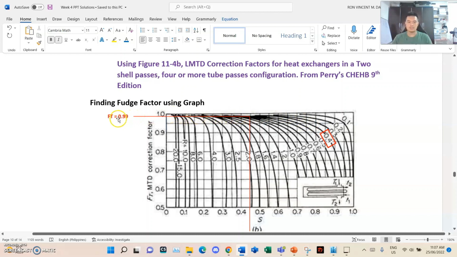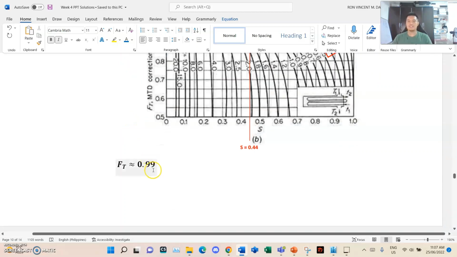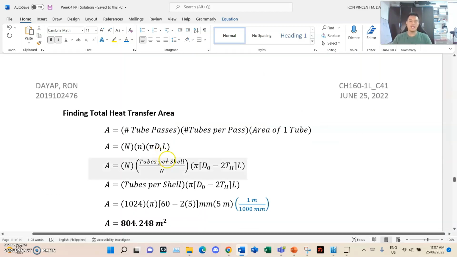So my fudge factor, using ratio and proportion in PowerPoint, I would find is approximately 0.99. Then I will need to find the total heat transfer area. The total heat transfer area is the number of tube passes times the number of tubes per pass times the area of one tube.